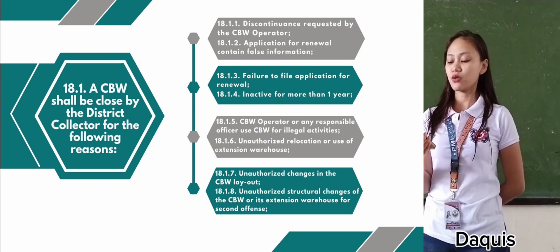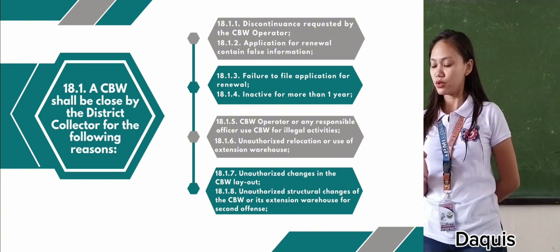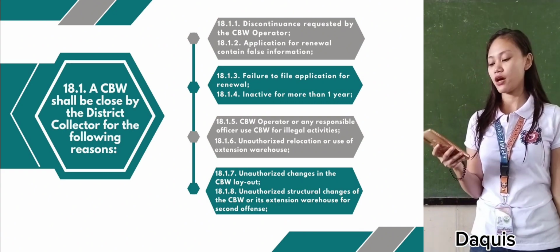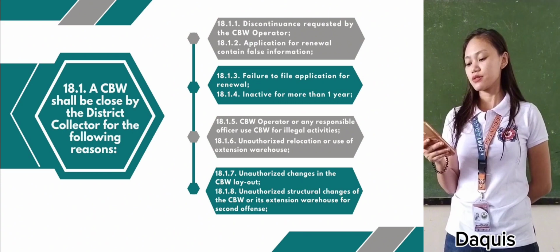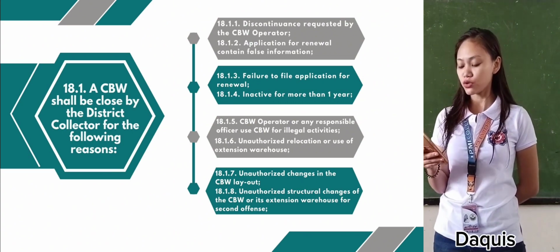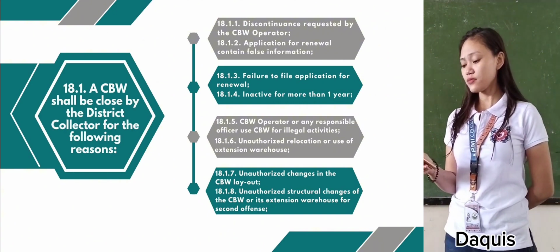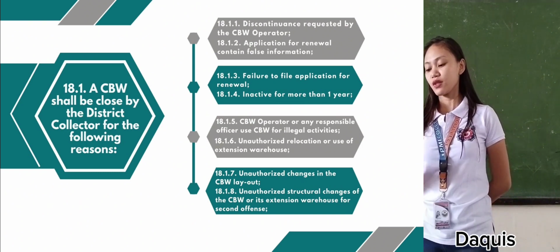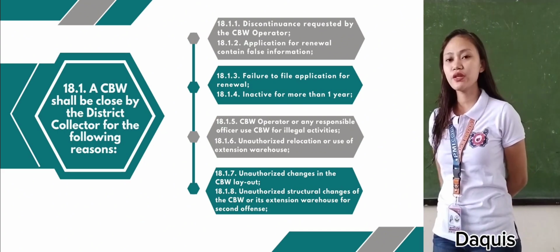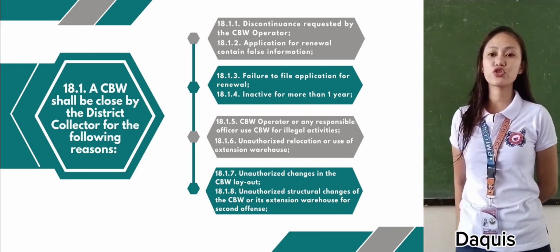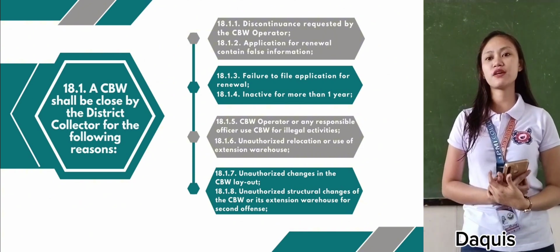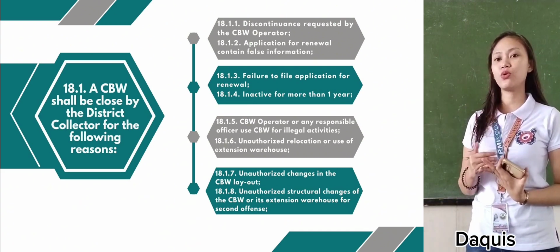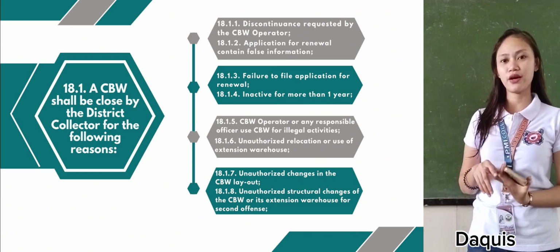Then Section 18, sub 1.6, without authority to relocate or use an extension warehouse. So may tendency nga ma-close because nag-extend sila sa warehouse nga walay authority. Then, Section 18, sub 1.7, unauthorized change in the CBW layout. So, may tendency na ma-close siya kay nag-change sila sa layout nga wala nag-inform sa district collector or commissioner. Section 18, sub 1.8, unauthorized structural change of the CBW or its section warehouse for second offense. So, if kaduha na sila na offense na wala pa sila nagbag-o, may tendency nga ma-close ang warehouse nila.